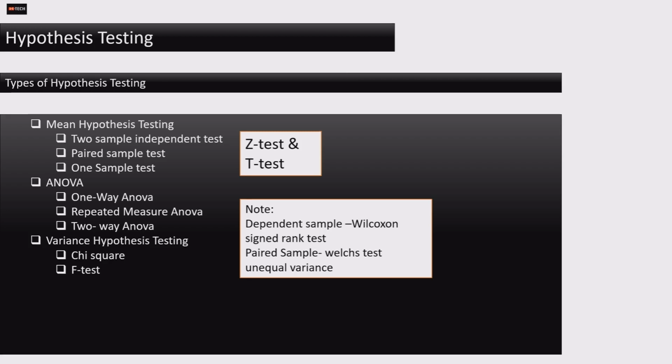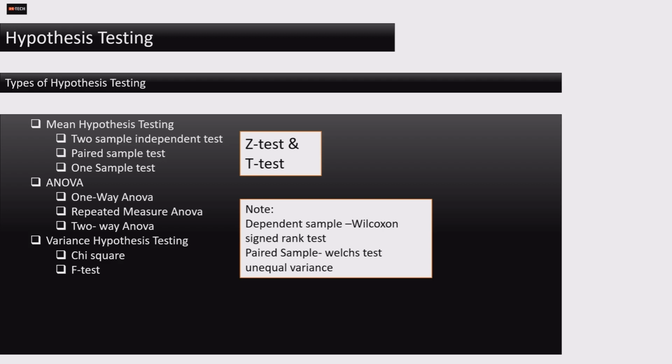Now the first one under mean hypothesis testing is the two sample independent t-test. Now how does this one work? This one is when you want to compare the means of two independent samples. For instance, maybe you want to find out if the mean height of people in Nigeria is different from the mean height of people in Ghana. So in that kind of case, there are two independent samples.